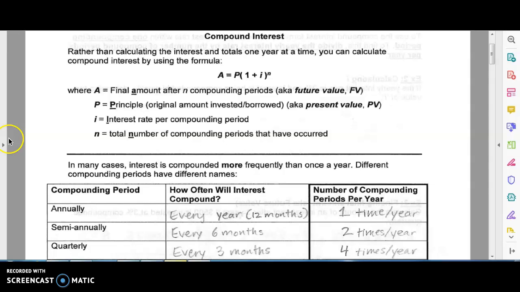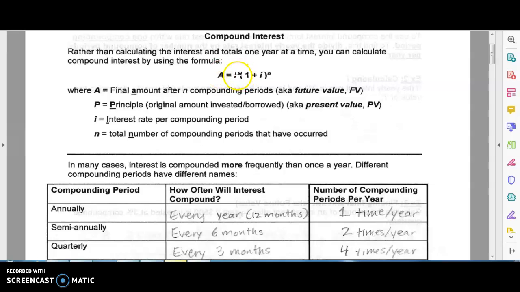Okay, so how do we calculate compound interest? We have a formula right here. In this formula, we have A equals P times (1 plus i) to the power of n. So what do each of the variables stand for? A is the final amount. After however long the investment or the loan is, what's the final amount? That would be the A.